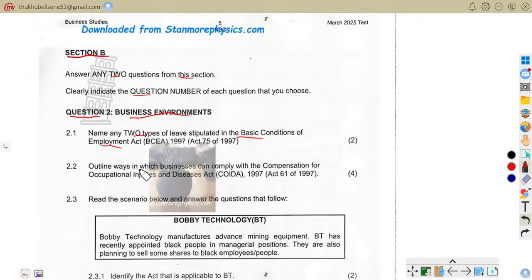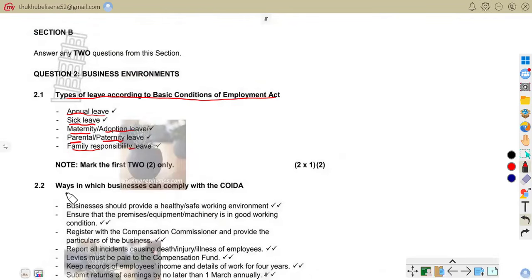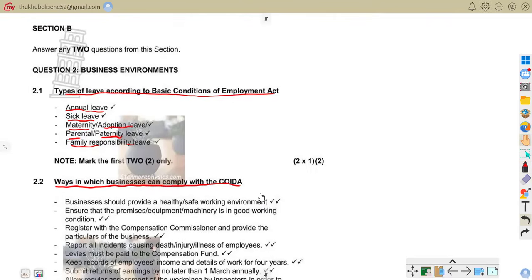So now we are to move on to 2.2. 2.2 says outline ways in which business can comply with the Compensation for Occupational Injuries and Diseases Act, COIDA of 1997, Act 61 of 1997. So now let us answer this question. Ways in which business can comply with COIDA.